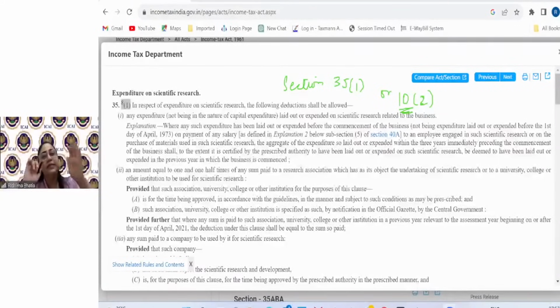So when each section is divided into different parts, when parts are interrelated, they are called subsections. When parts are not interrelated, they are called clauses.